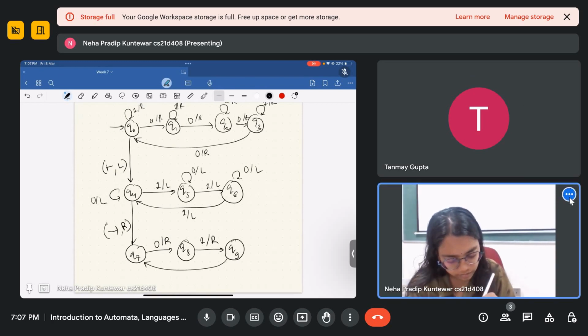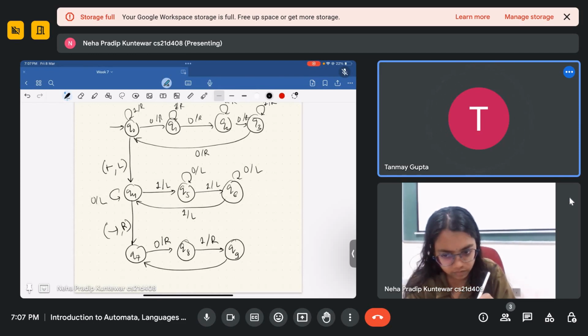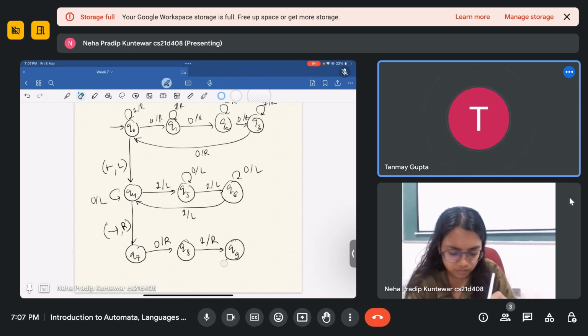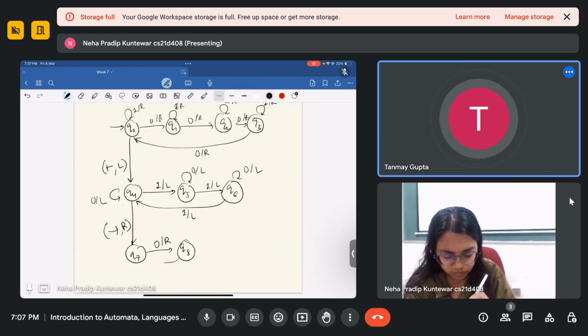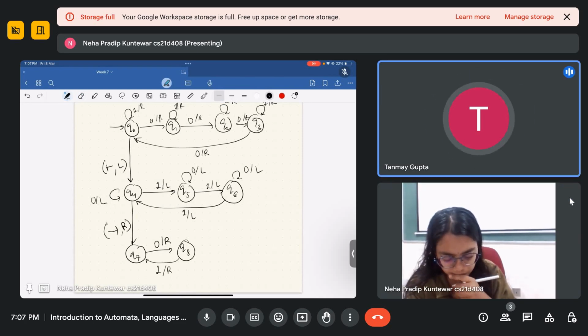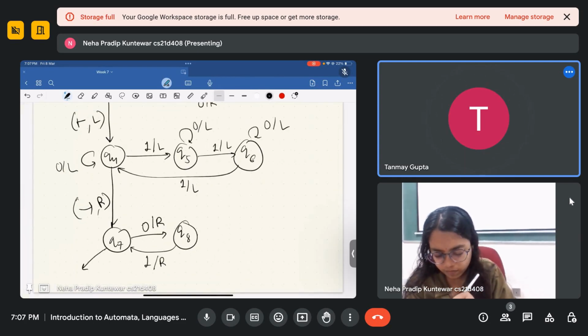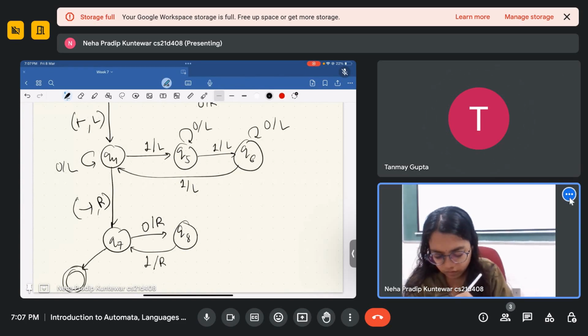Q7 on. No, wait. It will be Q7, Q8, and Q8. So Q8 to Q7 on entry 1. Sorry. Q9 will not exist. Q9 will not exist. Okay. From Q8 to Q7 on entry 1. But then Q7 will go to accept state.